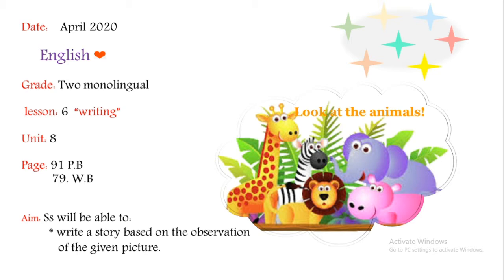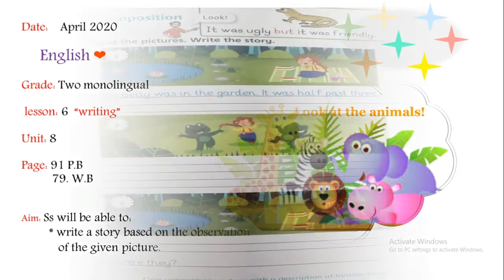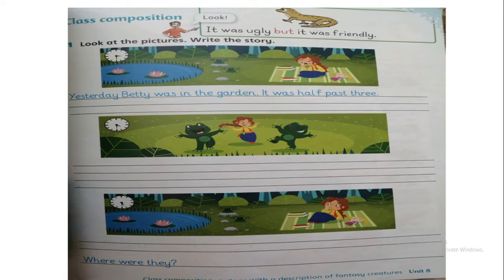Now please open your workbook, student's book, page number 91. Look at the pictures here. This one is a story. Look at the pictures here and write the story. Now, please students, look at these steps when we write a story. Look at the pictures before, and try to focus on some information which helps us to write.